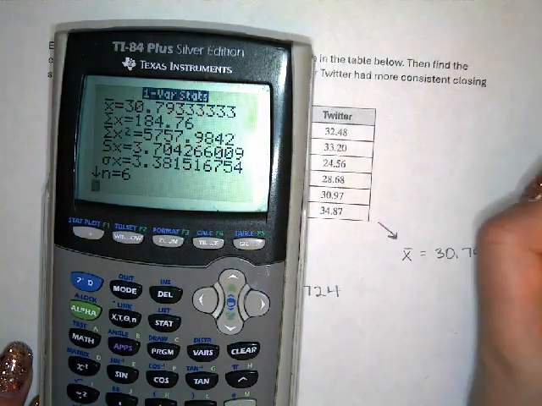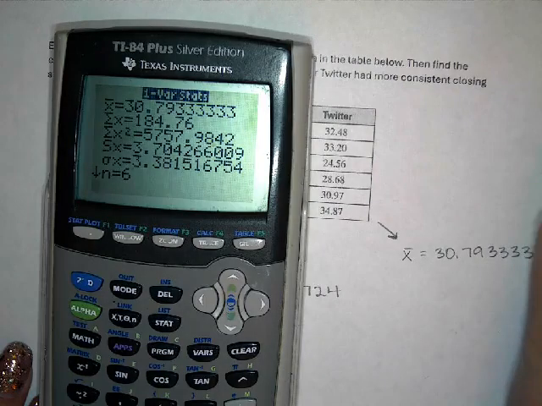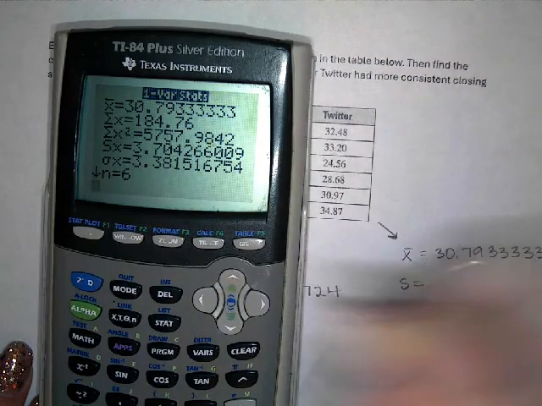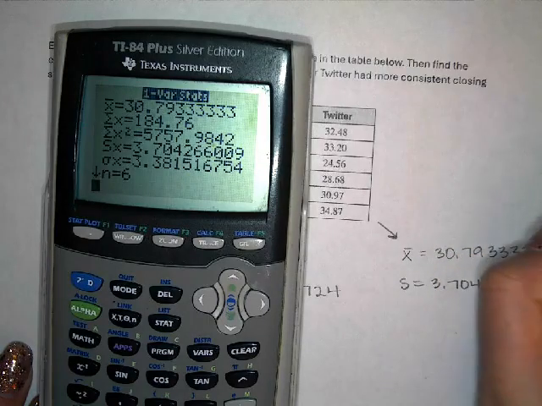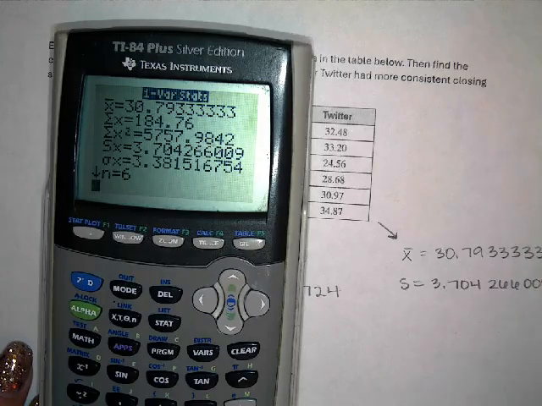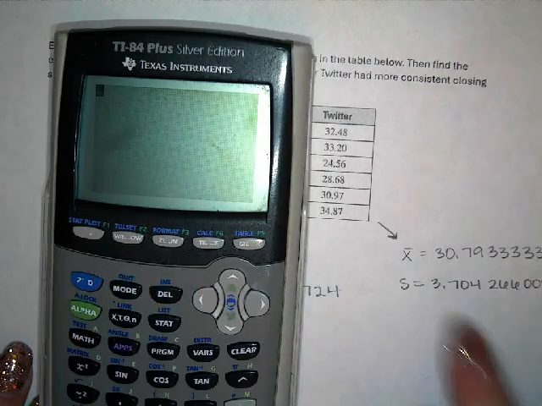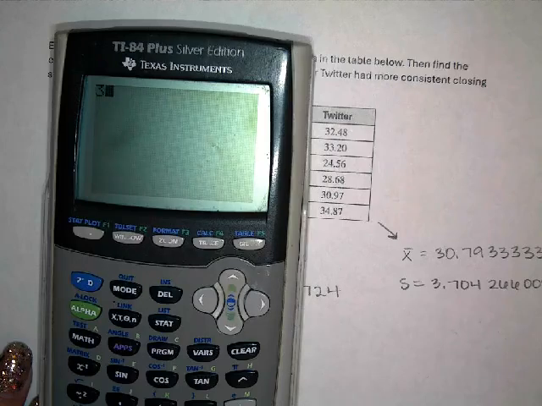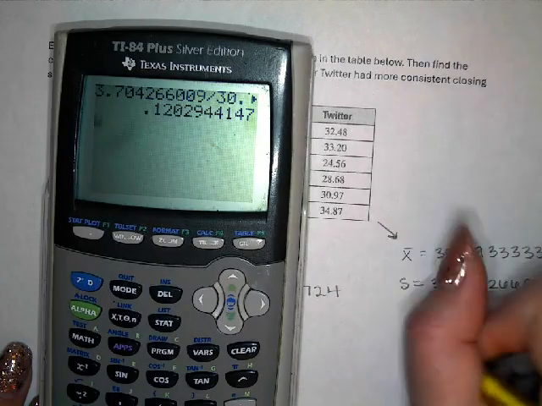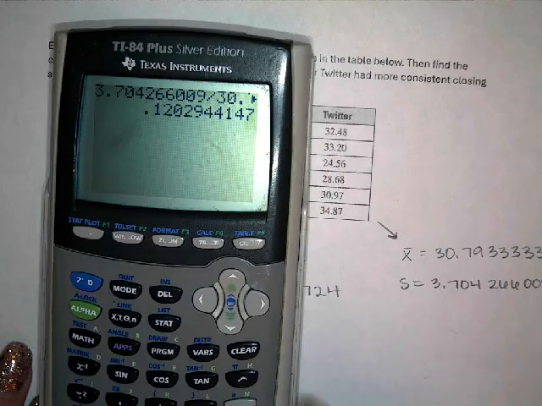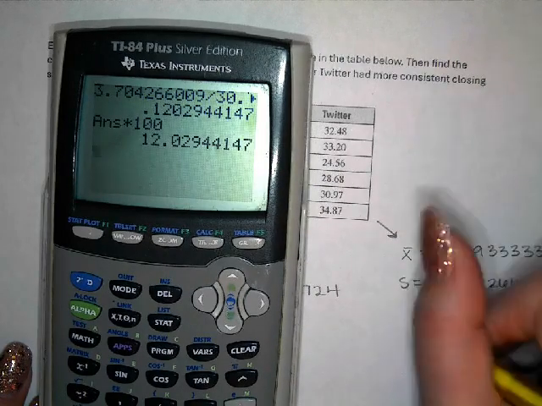And then the standard deviation is 3.704266009. And I'm going to do the standard deviation divided by X bar, divided by the mean. And then this is a ratio currently. I'm going to multiply it by 100 to make it a percentage, or I could take the decimal and move it over twice.